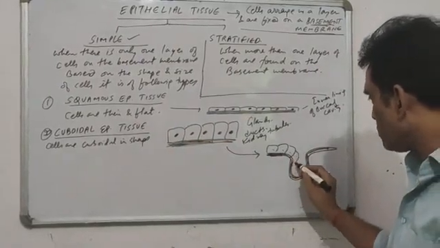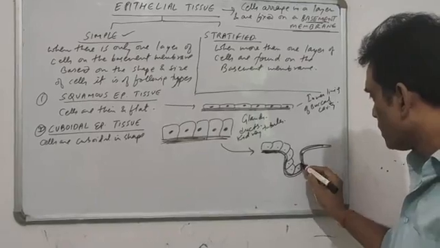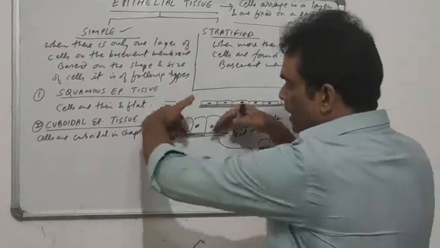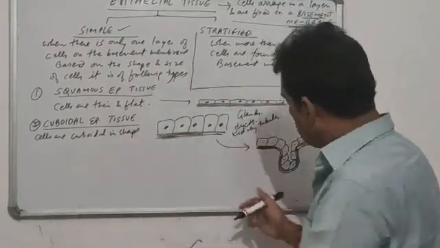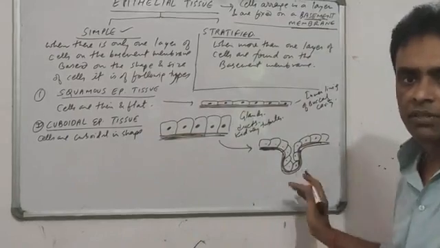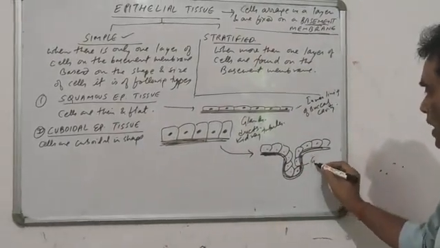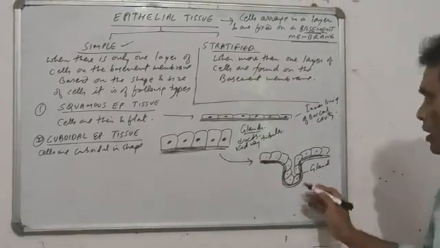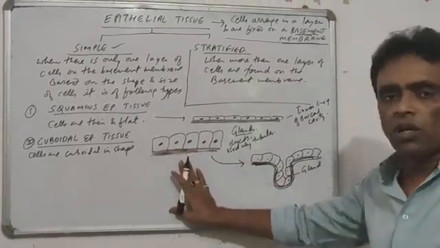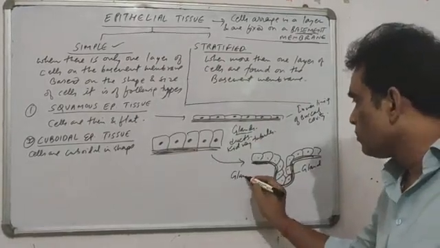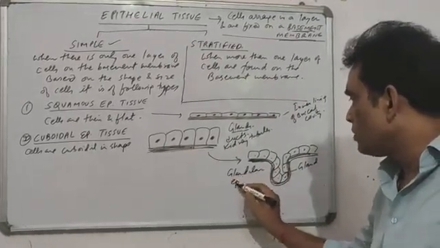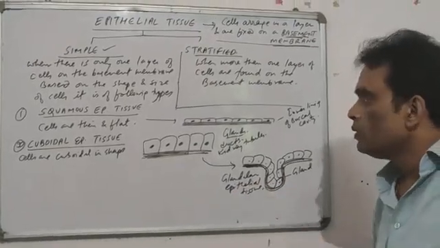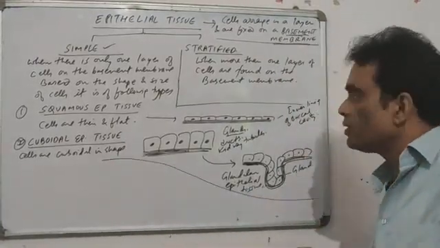These cells along with the basement membrane will go inside. When the whole membrane bends, along with the basement membrane the cells also go inside and form a structure like this. Such a structure is called a gland. That is why I say that the cuboidal epithelial tissue found inside the glands is not called cuboidal epithelial tissue, it is rather called glandular epithelial tissue. So that is the second type, called cuboidal epithelial tissue.